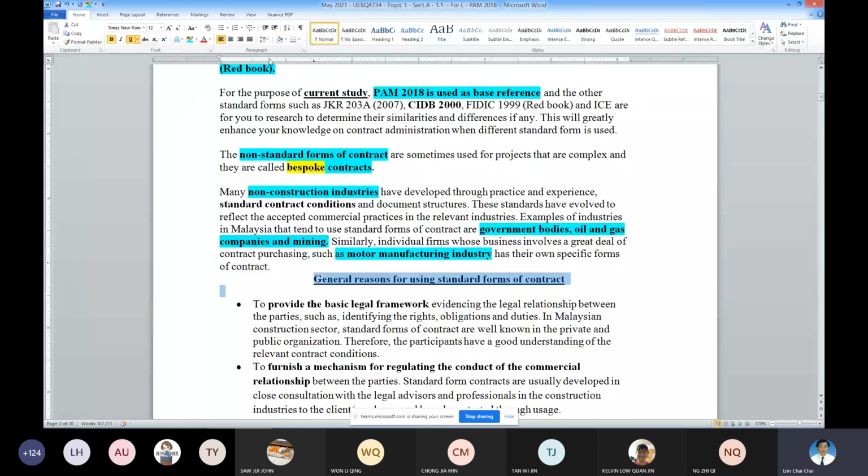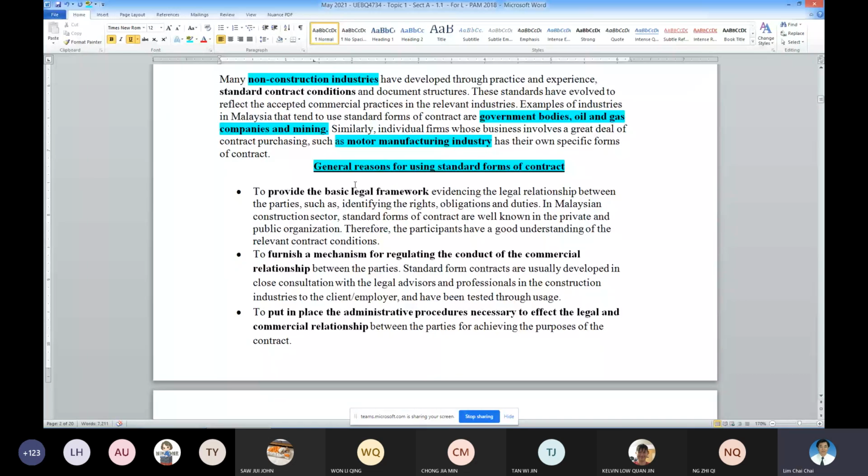Basically, you can see if you don't have a standard form, you will be having problems in terms of interpretation. So it provides the basic legal framework for the parties that are involved. Okay, so this is point number one. And point number two, to provide a mechanism to regulate the conduct between the parties in a commercial manner. Okay, that is the second one. And then number three is to provide the administrative procedures on how to administer the contract.